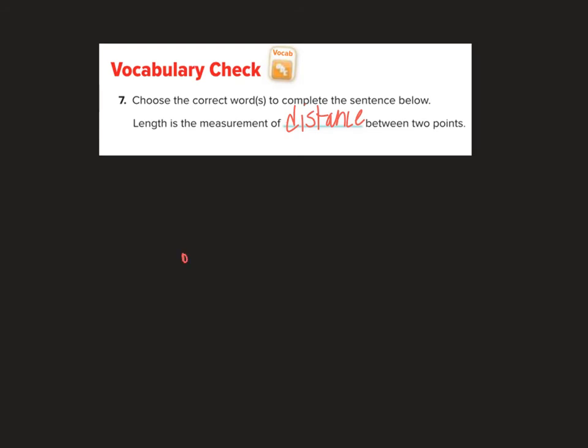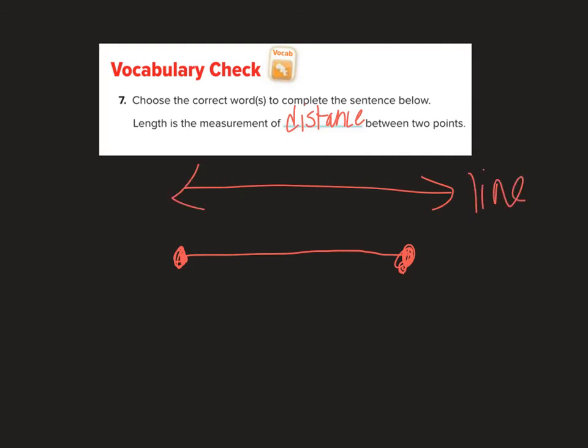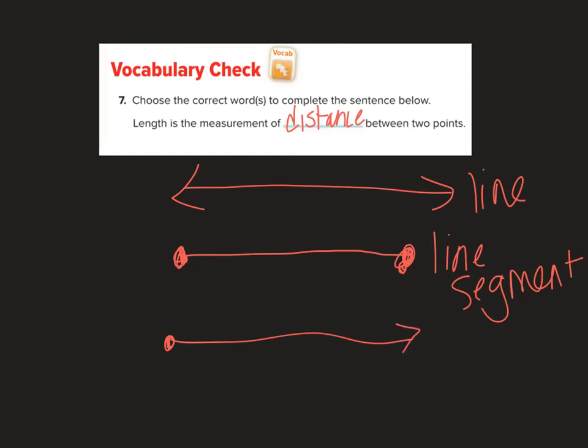So if I have a point here and a point here, hopefully you're remembering, Mrs. Hamer, that's called a line segment. Yes, you are correct. Right? If it goes on forever, that's a line. This is a line segment. If I have a point and one side goes on forever, that is called a ray. Here's me getting in some geometry.